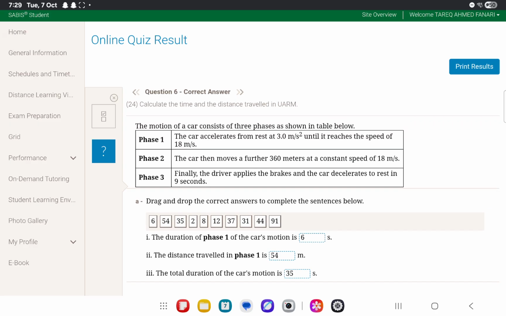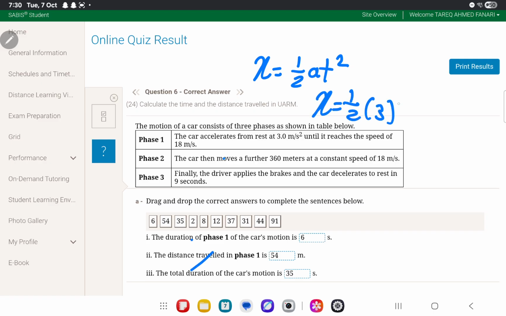Now, the distance traveled in phase 1 is 54 meters. Why? Because you can apply the formula x is equal to half at squared. Why? Because it started from rest. So you don't need v0t plus x0. So x is equal to half times 3 times, as we found the t is 6, so it's going to be 3 times 36. Now, doing this on your calculator, 0.5 times 3 times 36, 54 meters. And that is the correct answer.